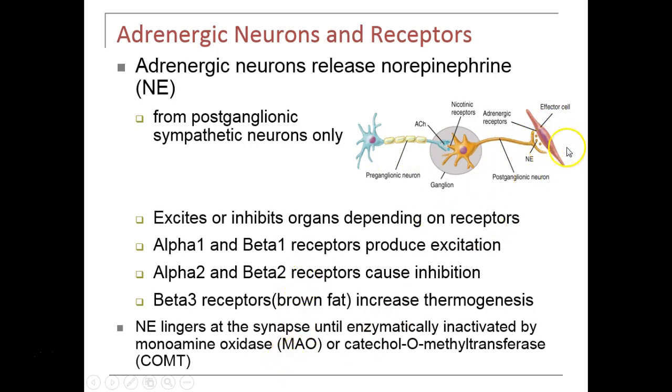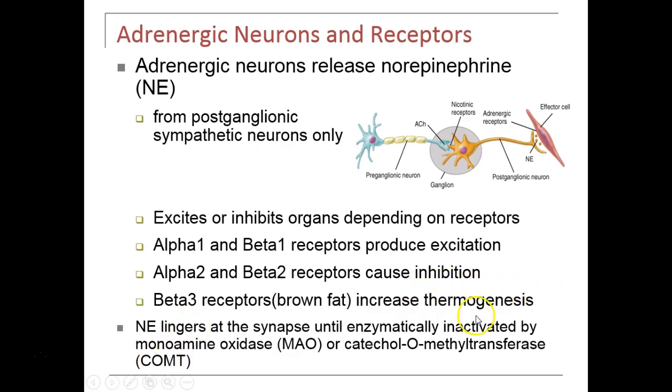On the other hand, some effectors have alpha 2s and beta 2s, and these are typically inhibitory. So if the effector out in the body had alpha 2 or beta 2 receptors, that particular effector would be inhibited. Beta 3 receptors are only found on brown fat, or brown adipose tissue, and so when the sympathetic nervous system fires, it basically causes the brown fat to burn lipids aerobically, and it produces heat as a byproduct.